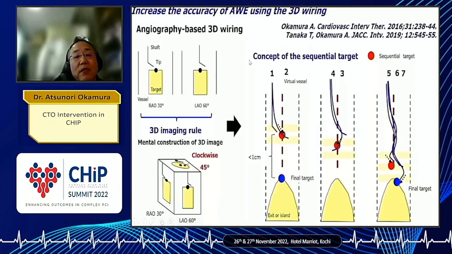This is the angiographic 3D wiring. This is the target, and this is the aerial view target. If you see the two images, you have to understand which direction you should rotate the guide wire. In this situation, it is clockwise. If we understand this 3D imaging rule and 3D angiographic wiring control, you can advance the guide wire precisely to the target, from around 1 centimeter from the target.